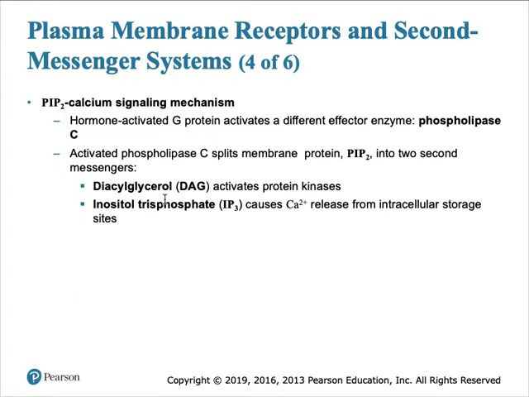DAG stands for diacylglycerol. You don't have to know the long form. And IP3 stands for inositol triphosphate. Again, you only have to know IP3. So in this case, phospholipase C or PLC will split PIP2 into DAG and IP3. The result inside of the cell of DAG is it can turn on signaling cascades. Different protein kinases get turned on to affect cell processes. The effect of IP3 is it causes calcium to be released from intracellular storage sites like the endoplasmic reticulum.